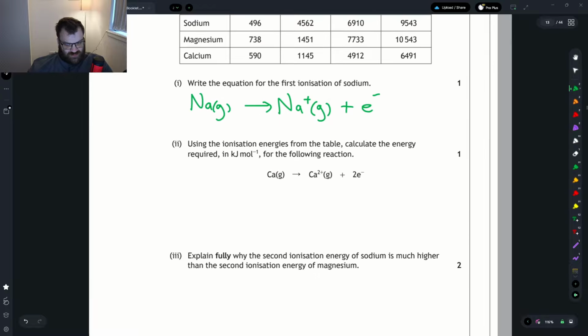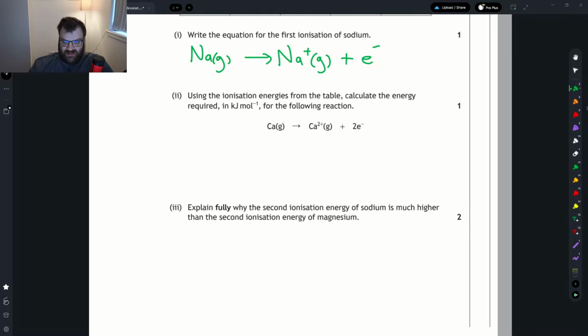For that one, just with our letters, here we want to calculate the energy required for this to take place. So first thing I'm seeing is that this means it's 2 ionization energies. So one to take away the first and then one to take away the second. And the way these things work is it will either be the first and the second, or the second and third, or third and fourth.